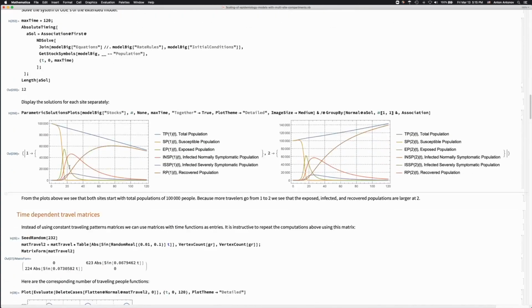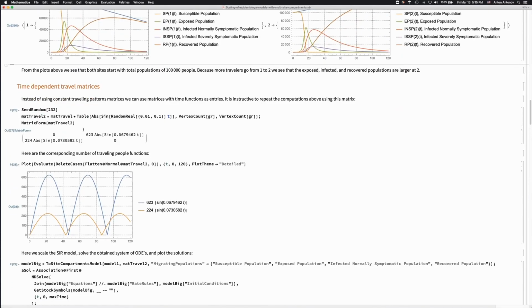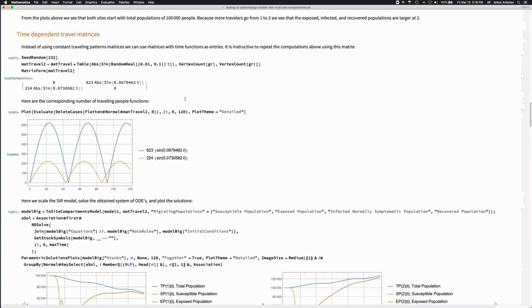All right, what is going to happen if, instead of using a constant matrix here, obviously in a real life situation, I might want to use some time dependent function which approximates in time the traveling patterns? This is what is happening in this section. The steps are exactly the same, it's just that instead of constant terms, I have terms which are time dependent.